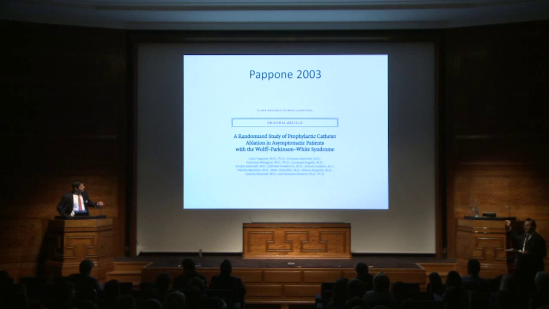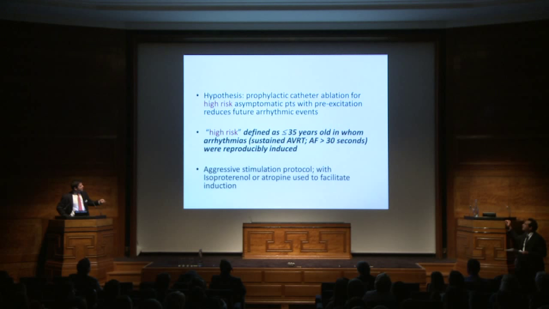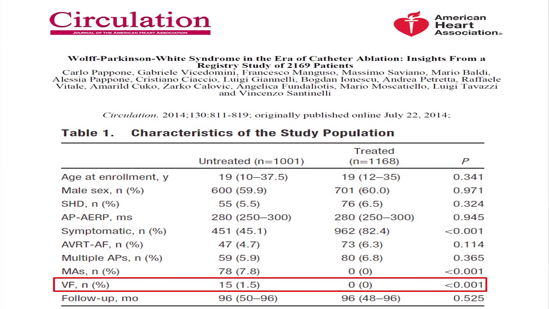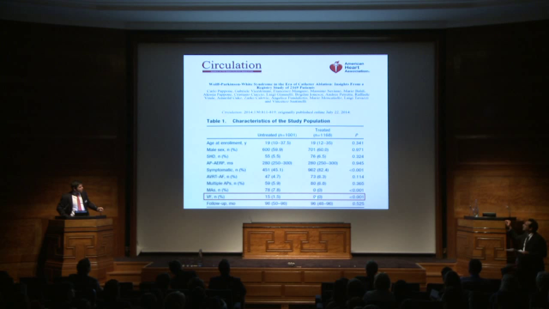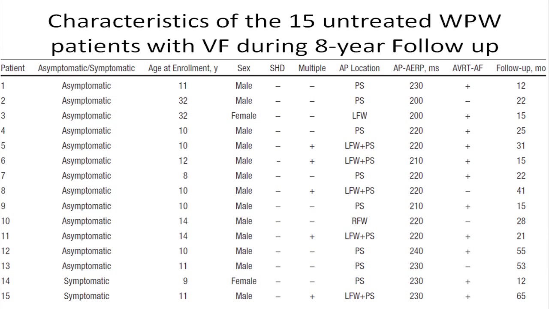I'm going to skip over some of this, but I want to show you the latest data from Pappone's group, 2,000 patients. Here we go. Last couple of slides. 2,169 patients. There were 15 VFs in the 1,000 untreated patients. Zero VFs in the over 1,000 patients who were ablated. So ablation does reduce the risk of sudden death. How many do you need to ablate to prevent one sudden death? Probably somewhere between 1 in 25 and 1 in 35. So it's a good bang for your buck, if you will.